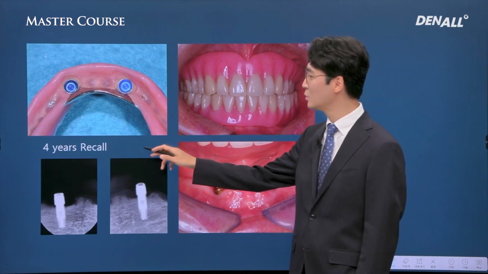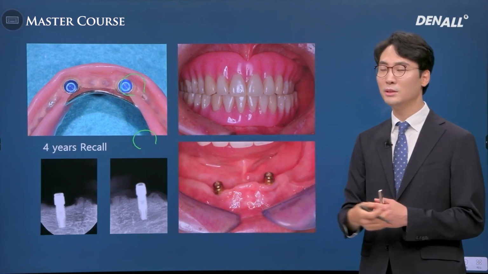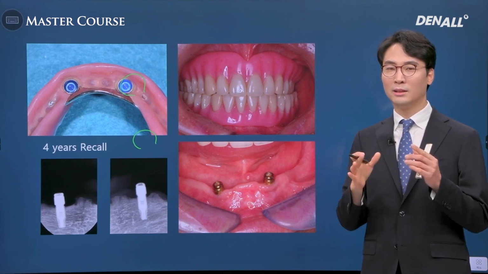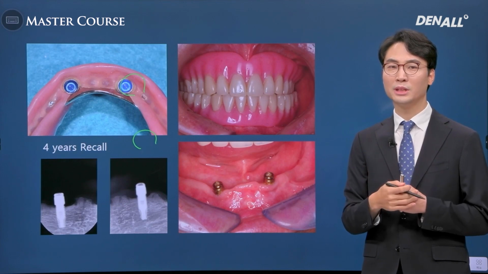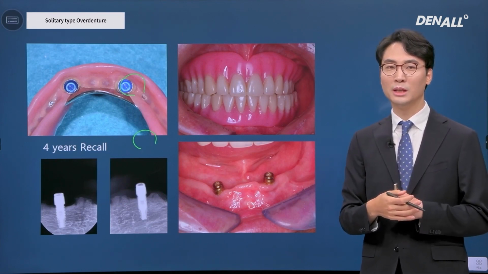After 4 years, for the first time, the nylon nail was replaced. On average, people say 1 or 2 years. But if implants have been placed parallel very nicely, then you can use one blue nylon cap for about 3 to 4 years.